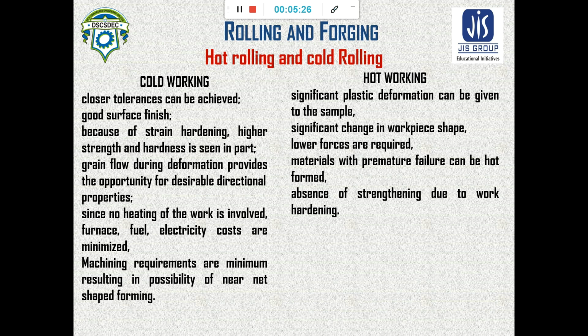Now we will see that there are two types of rolling: the first one is hot rolling and the second one is cold rolling. In the case of cold rolling, the rolling is done at room temperature. When the rolling is done at room temperature, what are the advantages? Closer dimensional tolerances can be achieved. Secondly, good surface finish can be achieved.